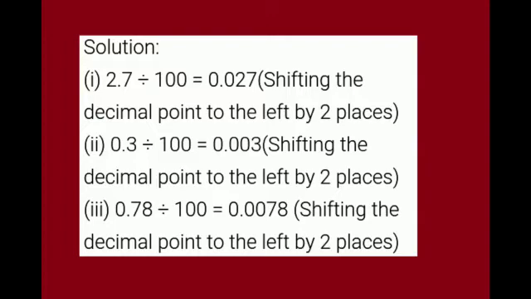Next, third subdivision, 0.78 divided by 100. So on shifting the decimal point to the left by 2 places, we got 0.0078.